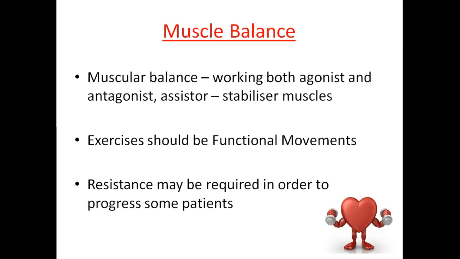So muscle balance. We talked about working both the agonist and the antagonist. We've got to think about the assister or the stabilizer muscles, and exercises need to be functional. A bicep curl is not functional. Stepping up and stepping down is. You can also add resistance according to the patient's level, but just make sure those exercises are functional and we've got some functional carryover to activities of daily living.